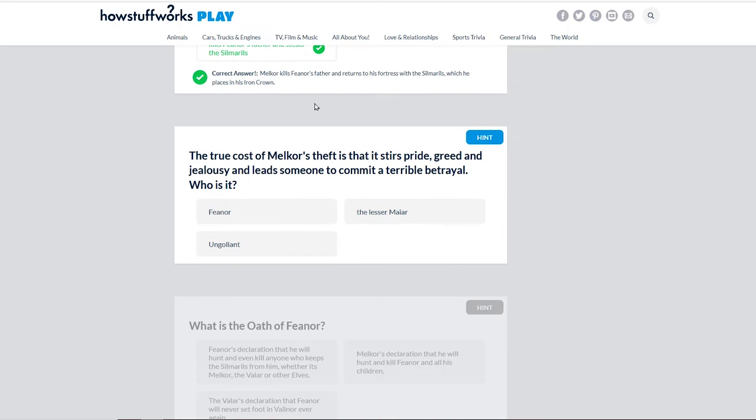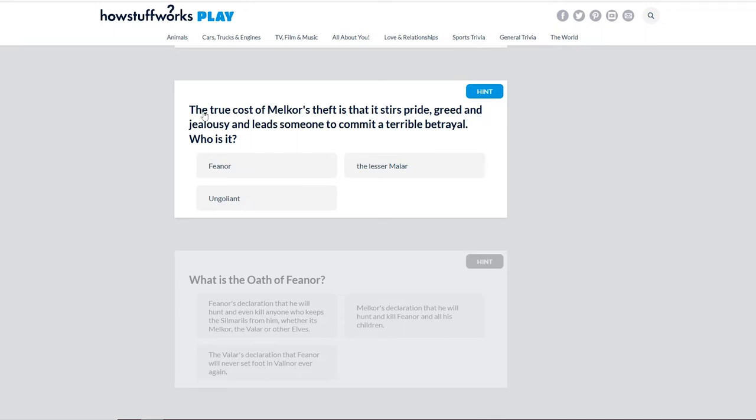Next one. The true cost of Melkor's theft is that it stirs pride, greed, and jealousy, and leads someone to commit a terrible betrayal. Who is it? Fëanor, the Lesser Maiar, Ungoliant. I think it's referring to Fëanor's, how do you say it? Fëanor's pact. They make a pact to recover the Silmarils by any means necessary, and they became, I guess, corrupt.